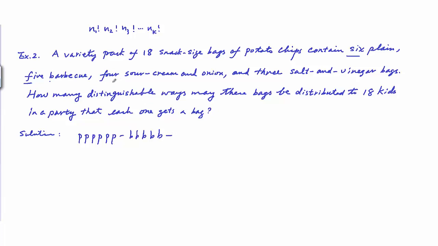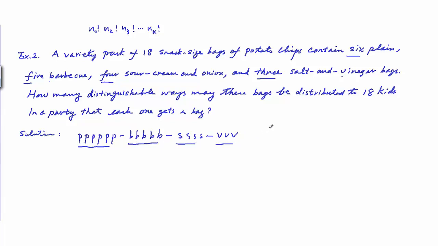And then we have 4 sour cream and onion, so let's use S for that. That would be 4. And then finally we have 3 salt and vinegar. Let's use V's to stand for that. So we have 3. These are much like the 18 letters we had in the previous example. So here we have 18 bags, and then we have 6 of the same flavor, 5, 4, and 3.